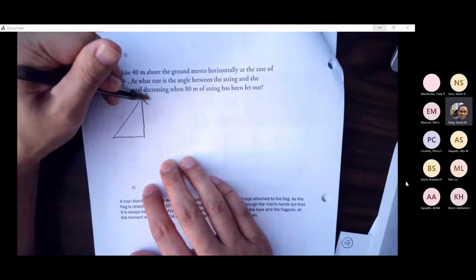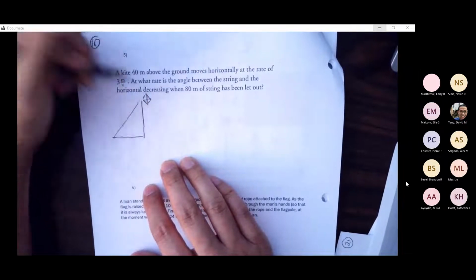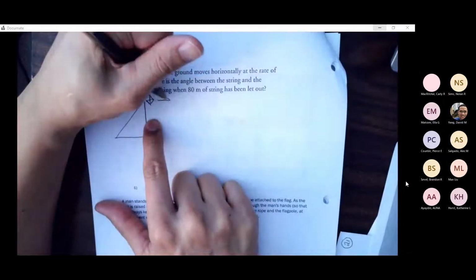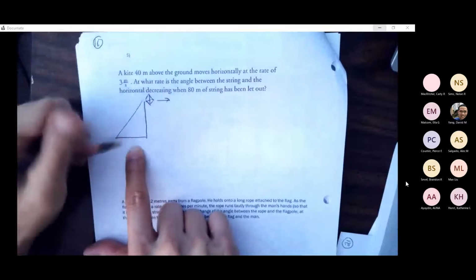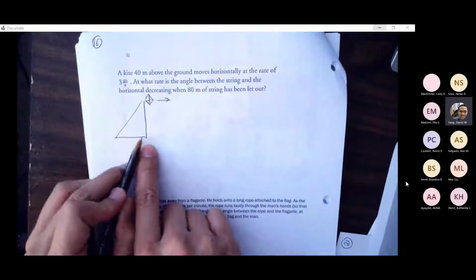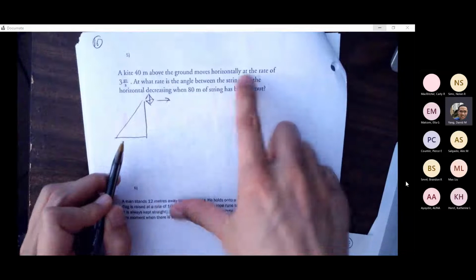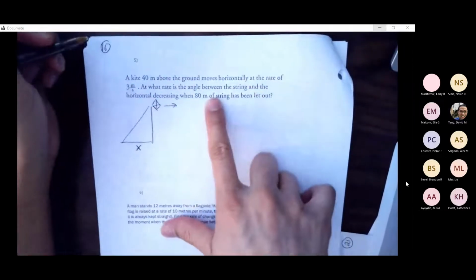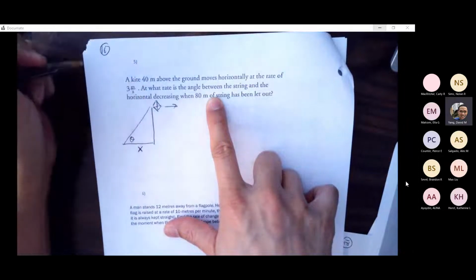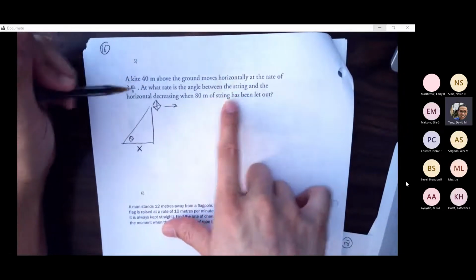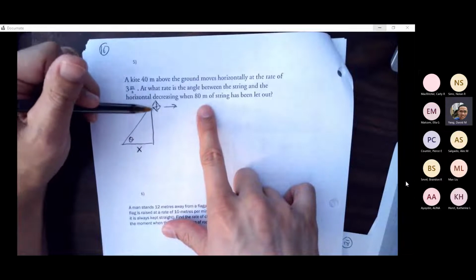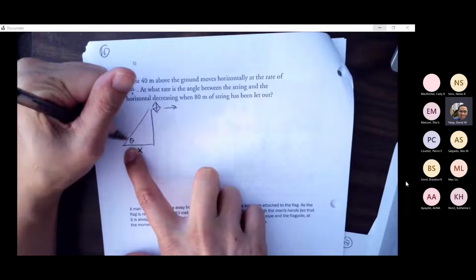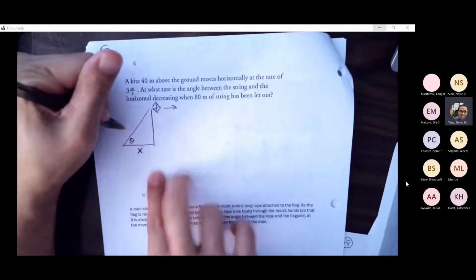Okay, so here's the kite. It's moving horizontally, so we can imagine that as taken care of by this horizontal segment here. I'm going to call this x for now. There's the theta, the angle between the string and the horizontal, which is decreasing when 80 meters of string has been let out. So the string is here. The person that's holding the kite is down here.